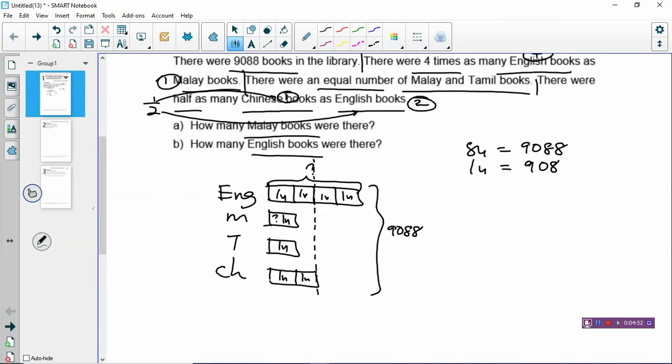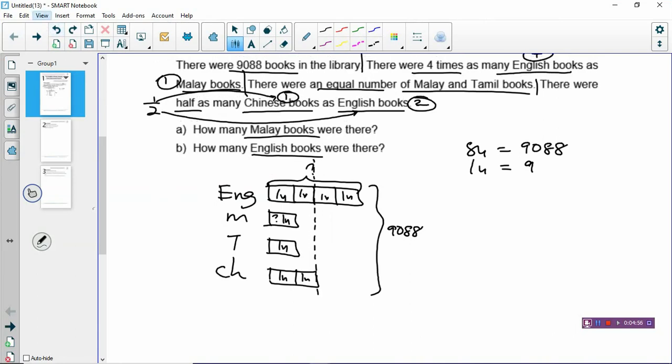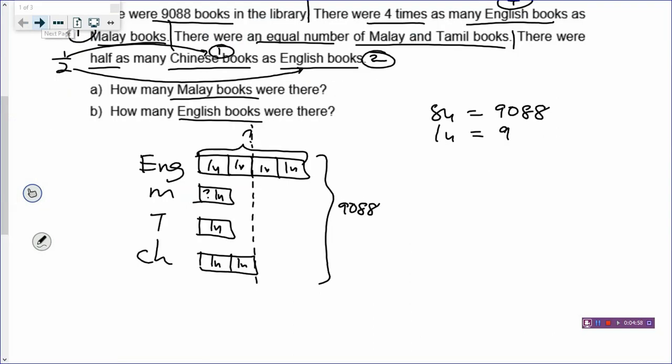Okay? So model drawing doesn't give you what? Doesn't give you the marks actually. So no matter how well your model drawing looks, you will not get the marks, right? What gives you the marks are the steps over here.